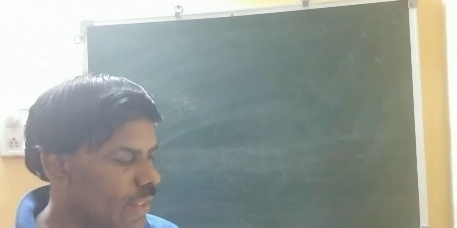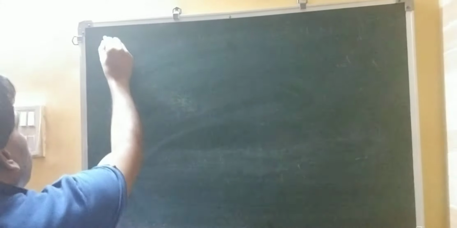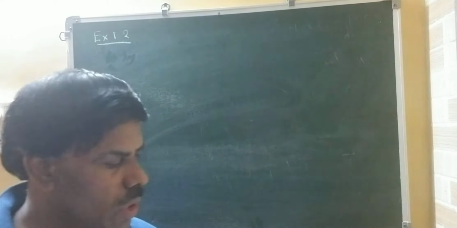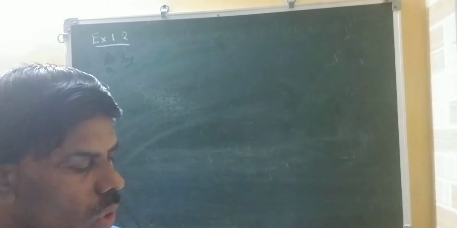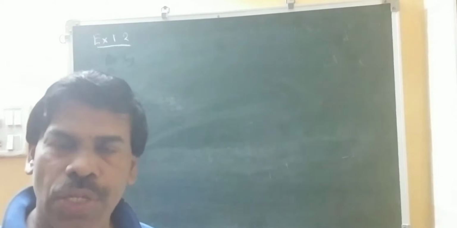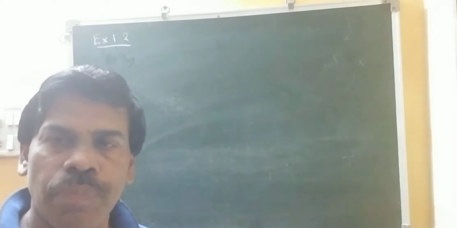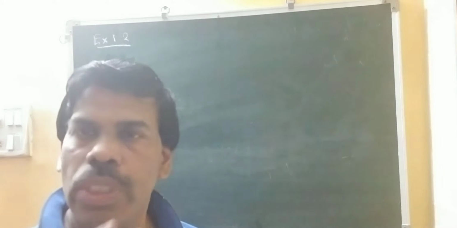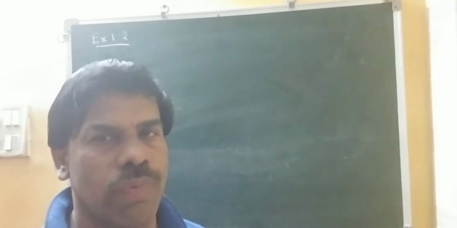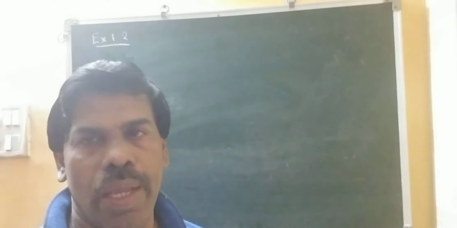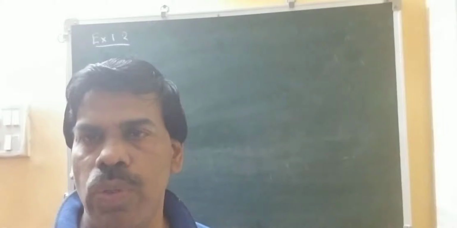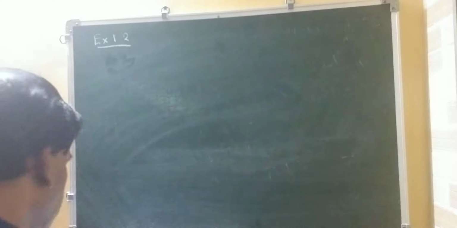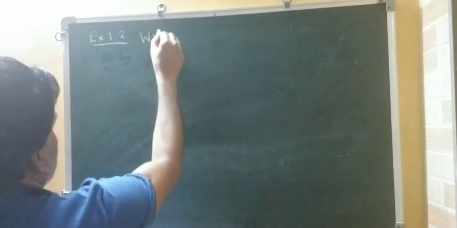Now we will see exercise 1.2. Here we are going to write the truth values. As I told you, what are called truth values? In any statement in logic, it may be either true or false. True and false are called truth values. Now, here are given some examples to understand how to find out the truth values of a given statement in logic. Okay, now first example, write the truth values.